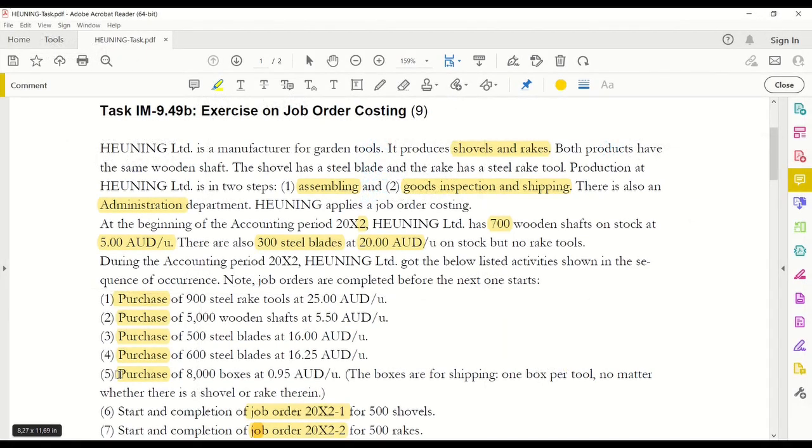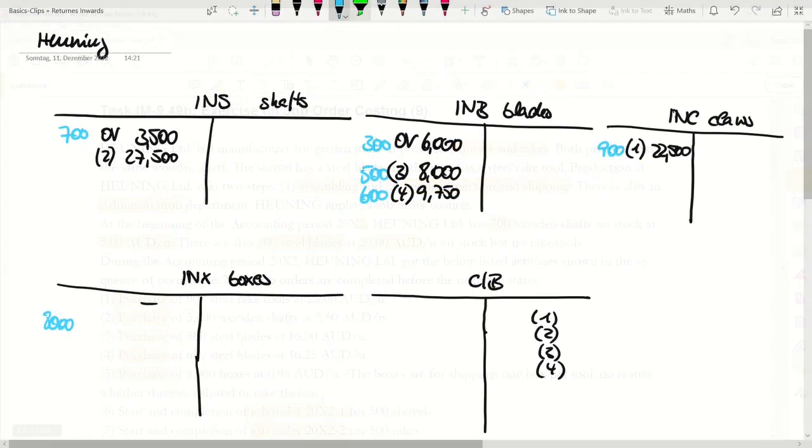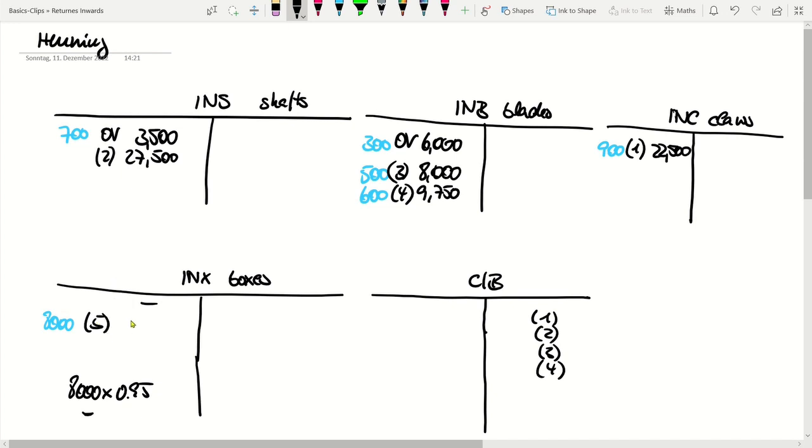The next purchase to record is about the boxes. 8,000 boxes. So I calculate 8,000 times 0.95. This gives me bookkeeping entry number 5, 7,600. The contra entry is in cash bank.